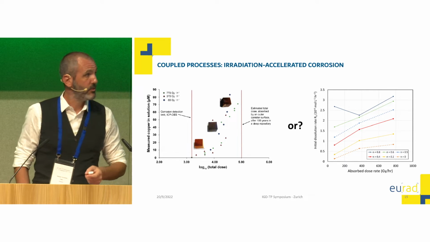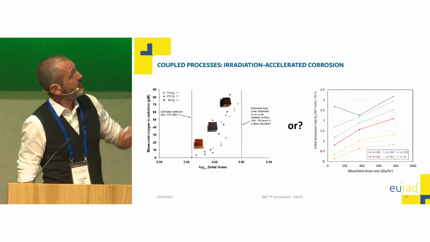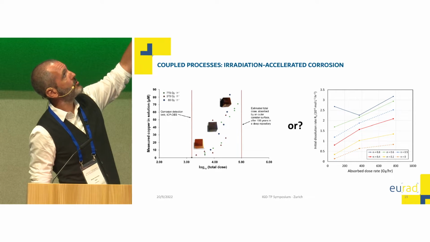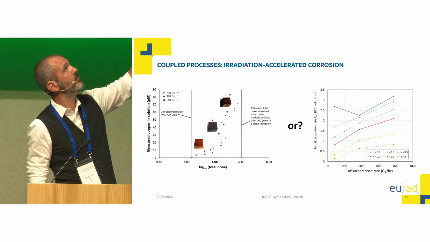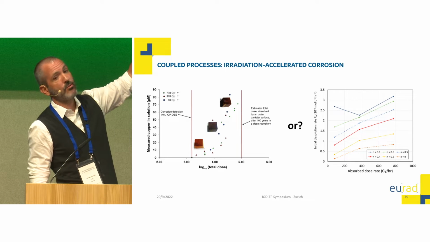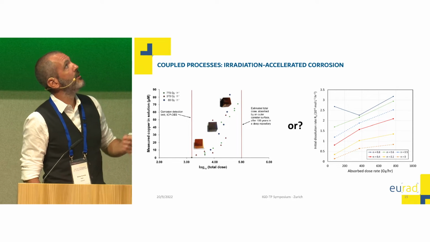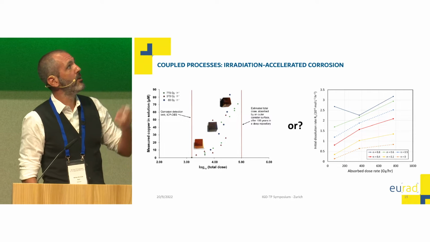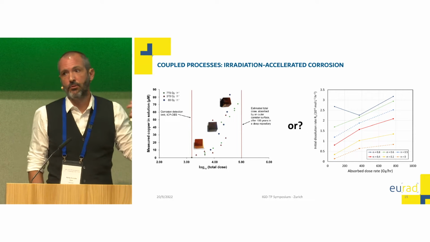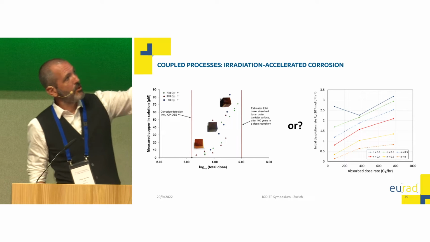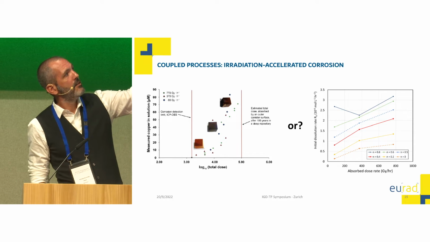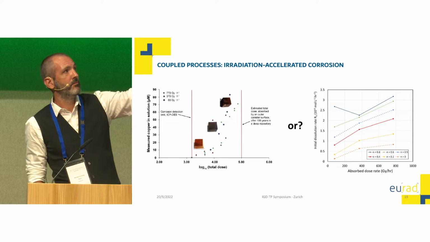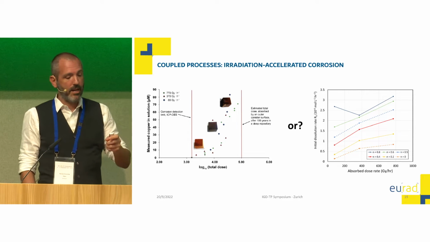Looks pretty straightforward. But if you look on the top left, the dose rates that were used for the experiment, first of all, are much higher than what the canister will ever see, from a few times to a few orders of magnitude. Plus, in order to keep the experimental duration reasonable to get higher total doses, you need to use higher dose rates. And the plot on the right is exactly the same data, but plotted between corrosion rate and dose rate. It also increases with increasing dose rate.